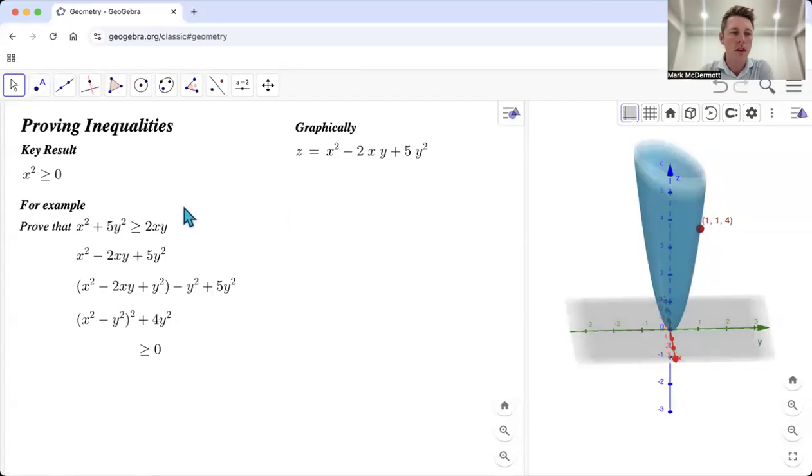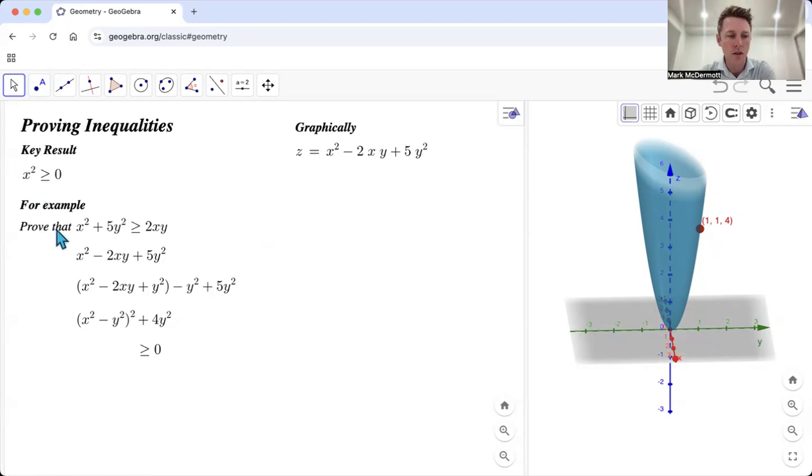All right, so we're going to look at proving some inequalities. One of the key results that we're going to need is just to know that for any real number x, if you take that number and square it, it's always greater than or equal to zero. Because if you take a negative number and square it, you get a positive number. And if you take zero and you square it, you get zero. So we can actually use this result to prove a whole range of other inequalities.